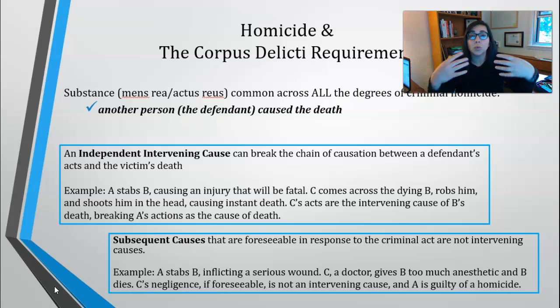And because it's a reasonable risk that a person who goes to the hospital might have this potential consequence, the proximate cause of the death is still A. He's the one that set this whole thing in motion. He knew that when he stabbed him, that guy might have to go to the hospital. He might get a bad doctor. That bad doctor might give him bad meds. But A is still the one that's responsible.